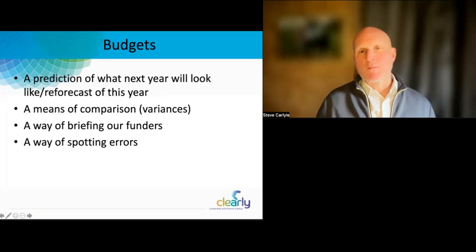I mentioned a couple of points ago that if we have a budget, then when we start the year that the budget is predicting, we can get to the end of the first month, let's say January, and we can compare the actual performance against the budget performance.